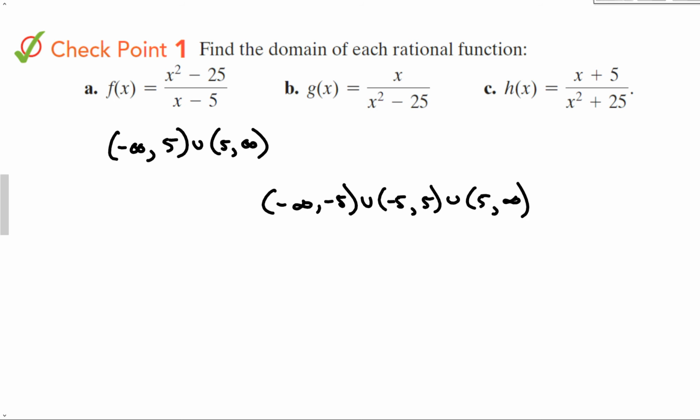That's the domain of this function right here, function b, because when I factor the bottom, I get x plus 5, x minus 5. And here, just like the last example above, that does not factor into real numbers. The domain here is from negative infinity to positive infinity. Okay.